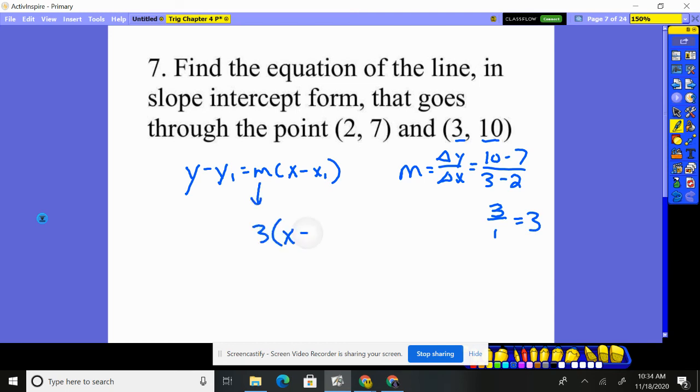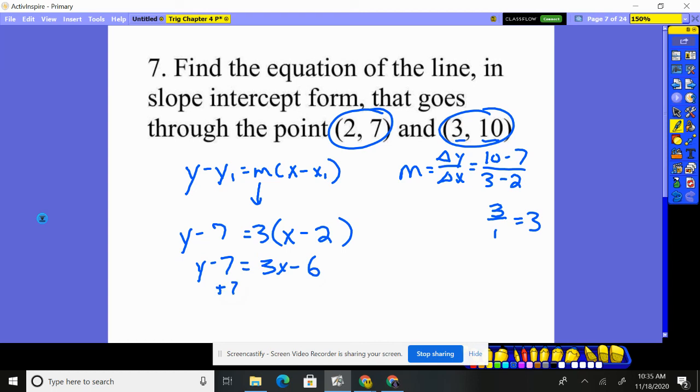Now, you might be saying, hey, what's my x sub 1 and my y sub 1? You get to choose. You can either use 2, 7 as your x sub 1 and y sub 1, or 3 and 10. I'm going to use 2, 7. Numbers are smaller. I like smaller numbers. So the y sub 1 is 7. The x sub 1 is 2. If you use 3 and 10, you'll get the same answer. It doesn't matter. 3x minus 6, add your 7. Final equation in slope-intercept form is y equals 3x plus 1.